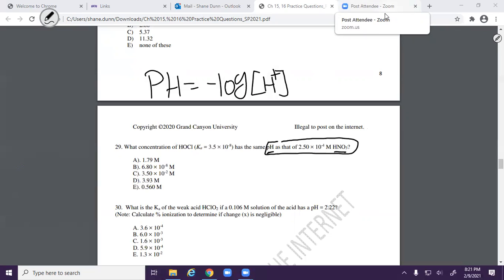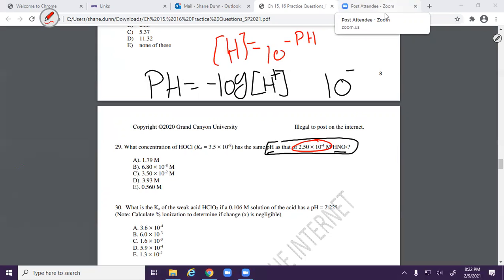Well, I have my pH. How would you find the concentration of H? It's 10 to the negative power, right? Because the opposite of log is base 10. So to find your H concentration, it's base 10 to the negative pH.